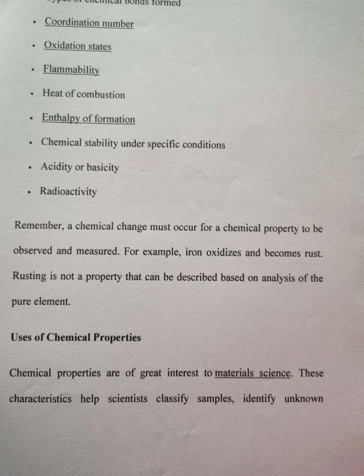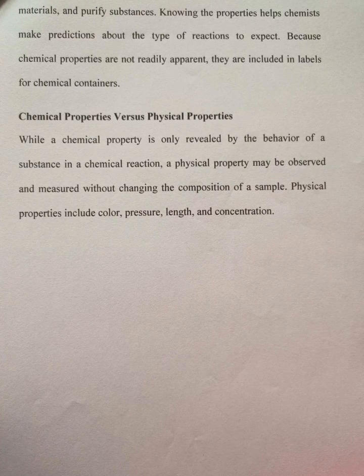Now, the uses of chemical properties. Chemical properties are of great interest to material science. These characteristics help scientists classify samples, identify unknown materials, and purify substances. Knowing the properties helps chemists make predictions about the type of reactions to expect. Because chemical properties are not readily apparent, they are included in labels for chemical containers.